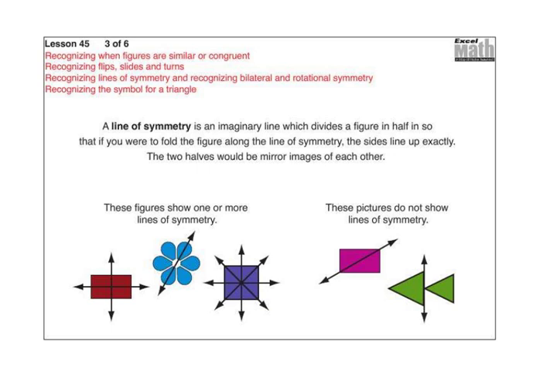A line of symmetry is an imaginary line which divides a figure in half so that if you were to fold the figure along the line of symmetry, the sides line up exactly. The two halves would be mirror images of each other. These figures show one or more lines of symmetry. Here's a rectangle. This is the shape of your Excel paper that you're looking at right now. We can fold your Excel paper right down that way, which we do all the time. Just stick it in your binder or whatever, and both sides match up.